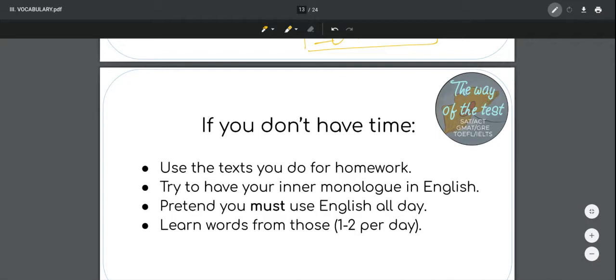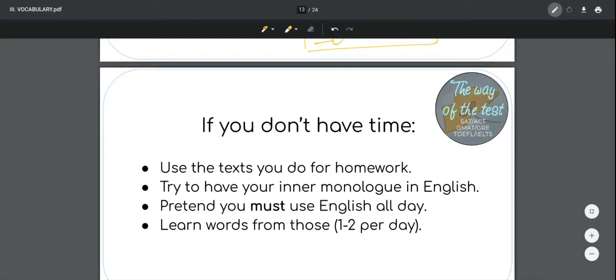Now, if you don't have the time, you can still practice and increase your vocabulary. You're not going to have time to read a book, although I think you can squeeze in a page or 2 per day. But let's say you have no time. Let's say you're working and you have kids and you're studying and you are working out and you don't have the time. You really don't have the time. You barely have time to study for TOEFL.